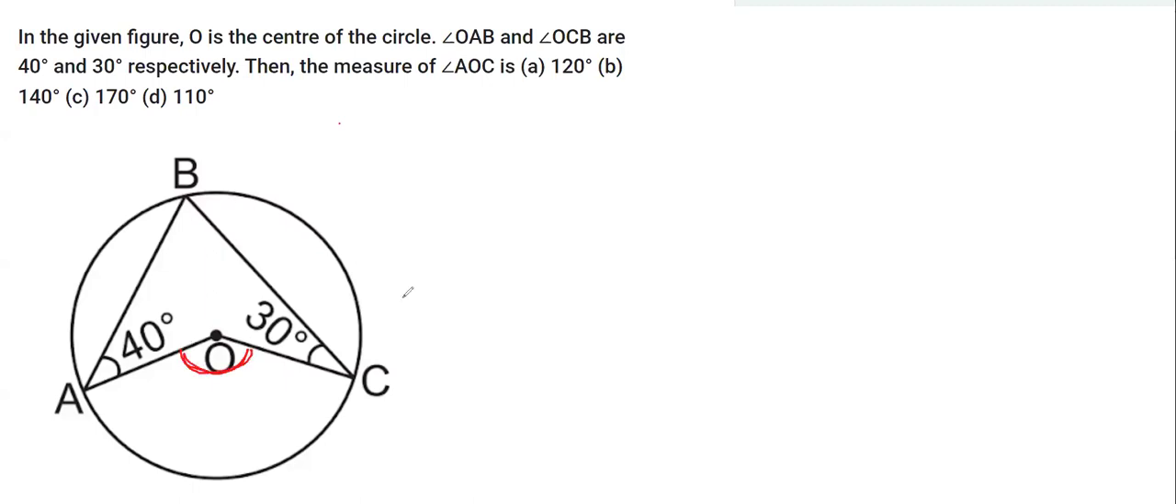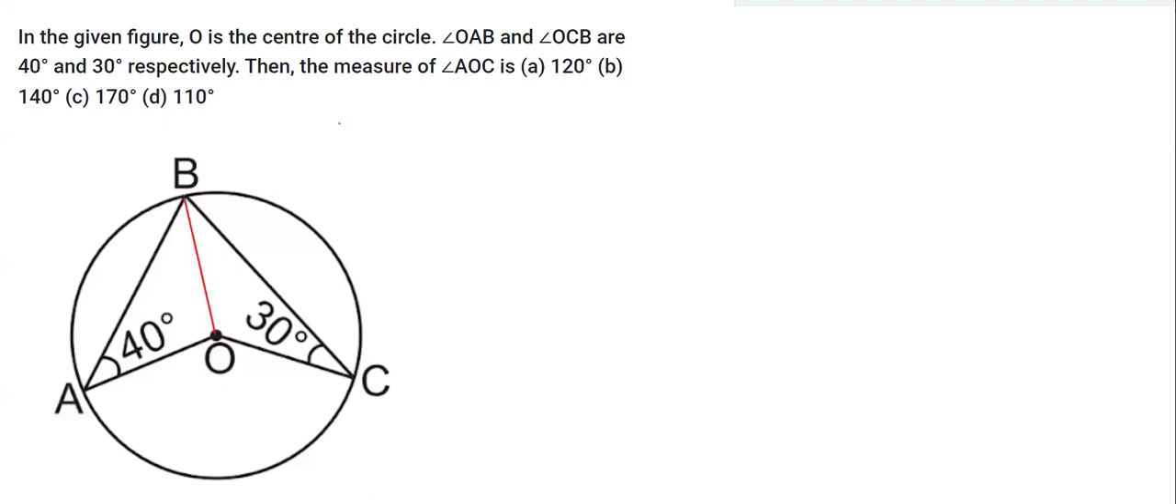AOC. Now, what you can see that this angle is subtended by this arc AC, minor arc AC, and the same minor arc is subtending an angle on the circle. So if you know the measurement of this angle, I can say the value of this angle. So for that, we need a construction where we'll be joining O with B.